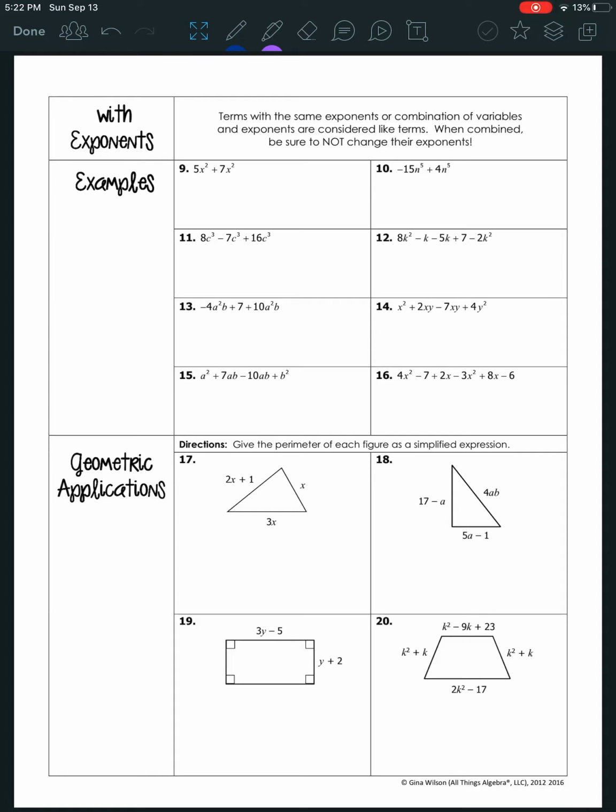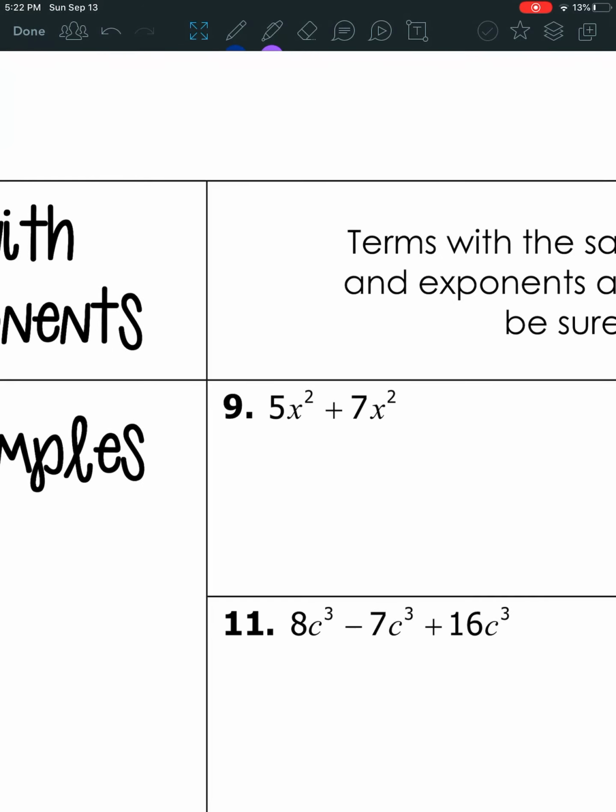All right, let's go to the next page. We're going to have some exponents here. The exponents, if we have terms with the same exponents or a combination of variables and exponents, they're considered like terms. But when combining, we do not want to change their exponents.